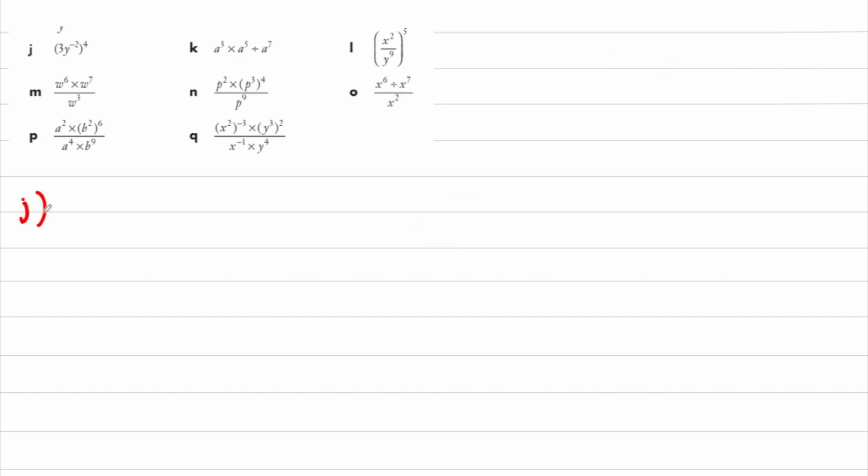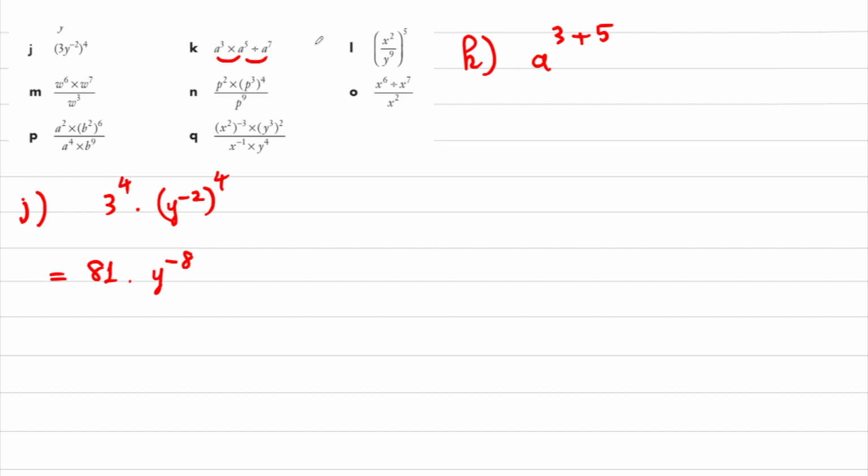Question J, one by one. You get 3 to the power of 4 outside the first base number, and the second base number is y to the power of minus 2 and the 4 outside here. This is equal to 81 and here equal to y to the power of minus 8. Question K, a to the power of 3 plus 5, because this one is multiplication, and then you have divide, it means minus 7. And 8 minus 7, you get a to the power of 1, so this is equal to a.